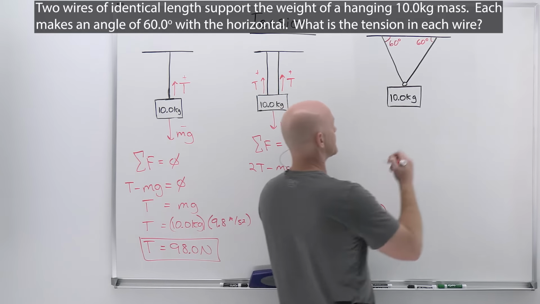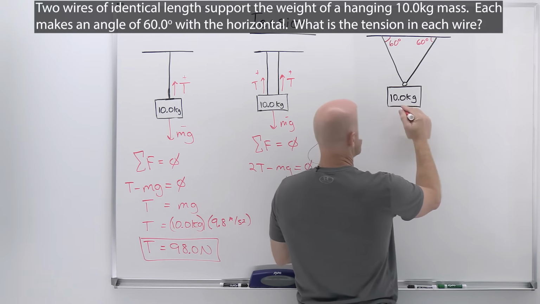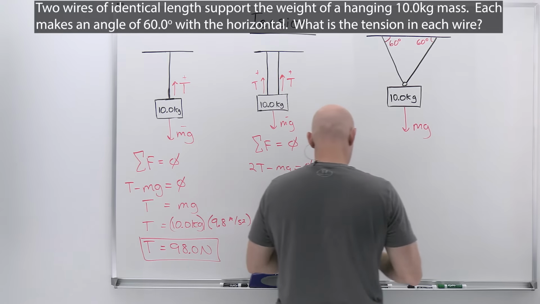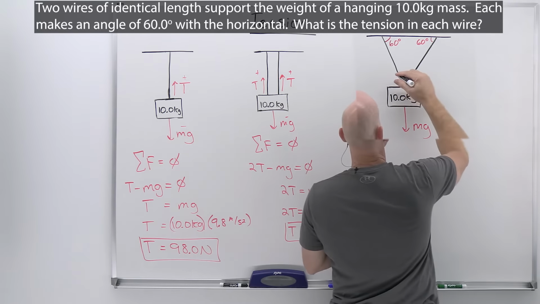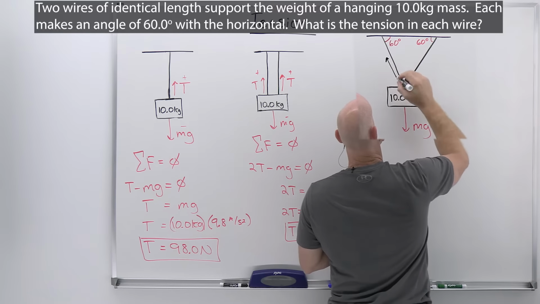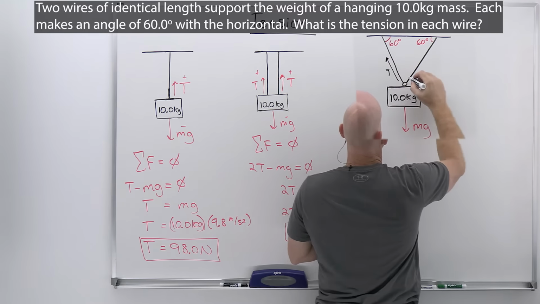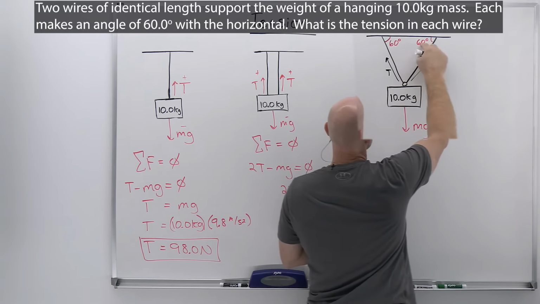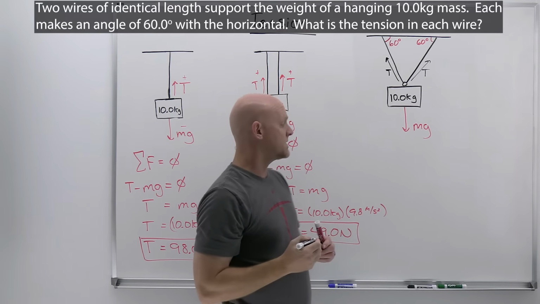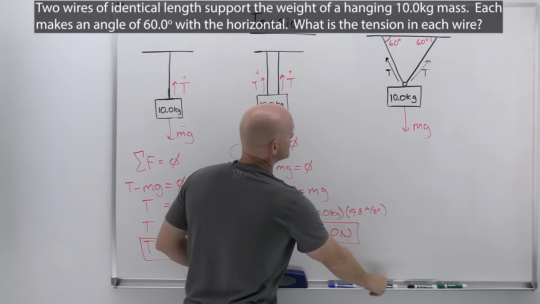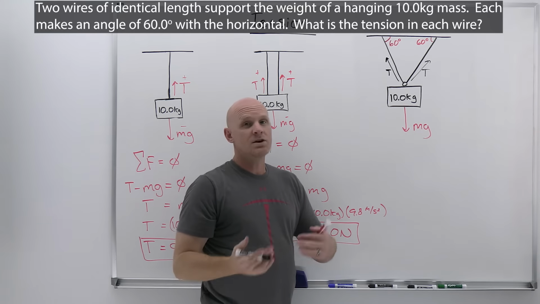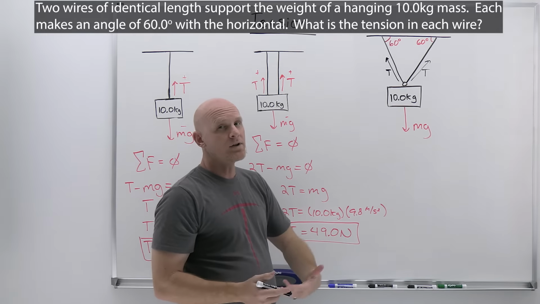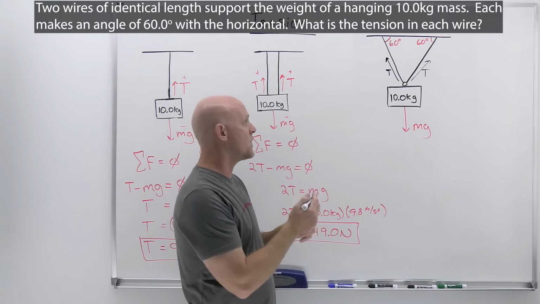So if we take a look at our free body diagram relative to our 10 kilogram mass, it once again has its own weight, mg. But then we've got a tension pulling in the wire that direction, and a tension pulling in the wire that direction. Now they're at the same angle, they're identical wires. We can assume once again that those tensions are indeed equal. So no big deal. We don't have a T1 and a T2, just T. But now we've got to break those up into components to find out how much is in the x and how much is in the y direction.